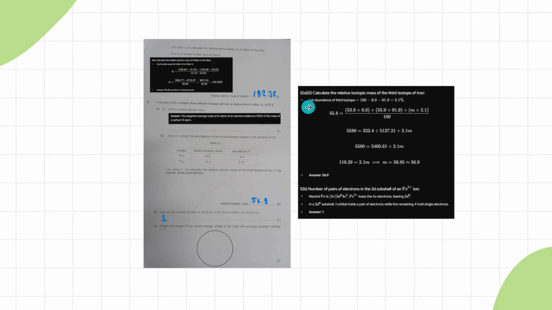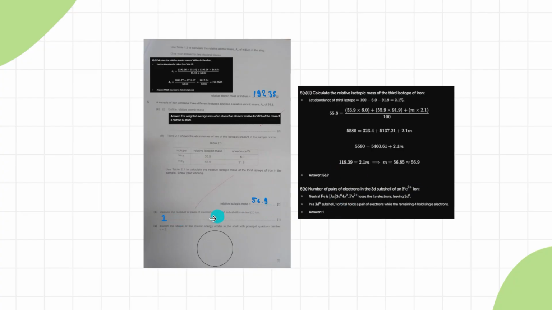So this is the working. First, we have to find the abundance of the third isotope, which gets 2.1%. Then we have to input it in the formula. 55.8 equals 53.9 times 6 plus 55.6 times 91.9 plus m times 2.1 divided by 100. We calculate it and we get about 56.9. So the answer is 56.9.